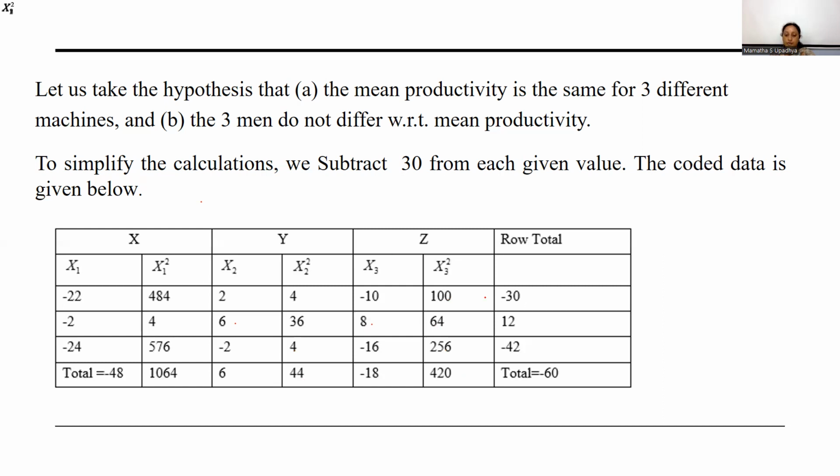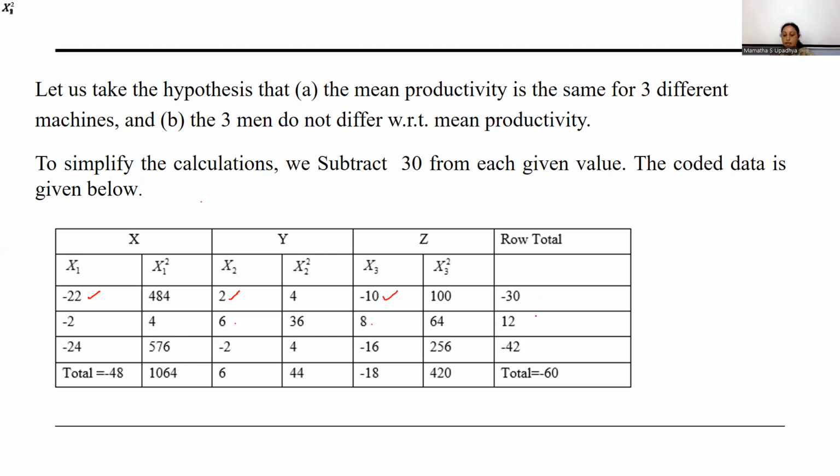So now we have to find the row total also, because it's a two-way ANOVA. So it is a two-factor test. Therefore, we need to find the row total. How do we get minus 30 here? Take the sum of minus 22 plus 2 and minus 10. We'll be getting it as minus 30.